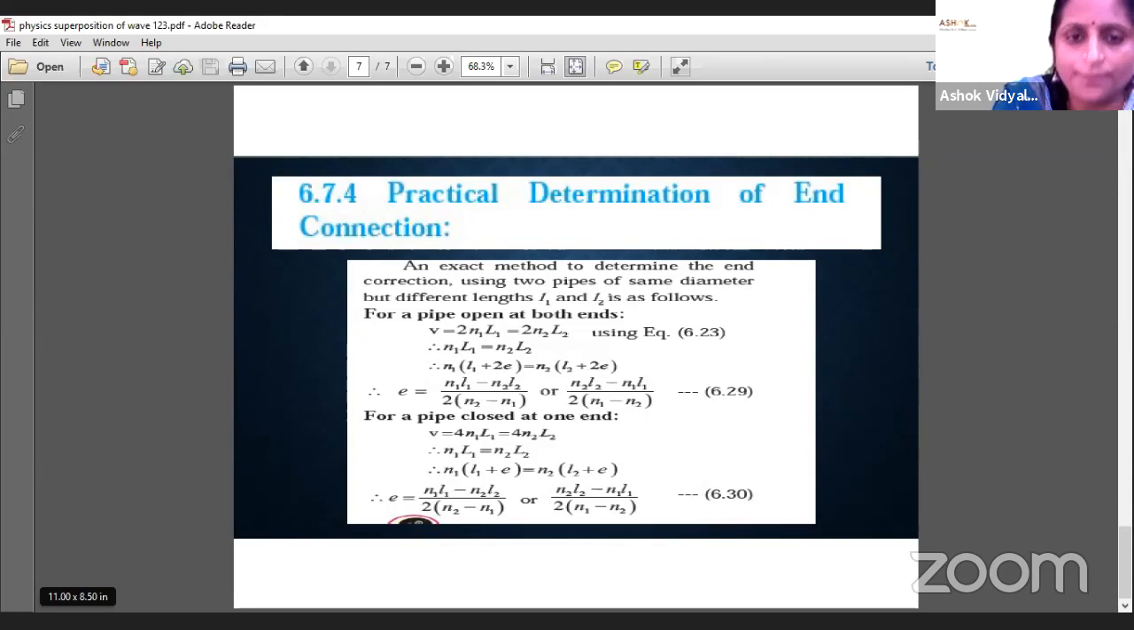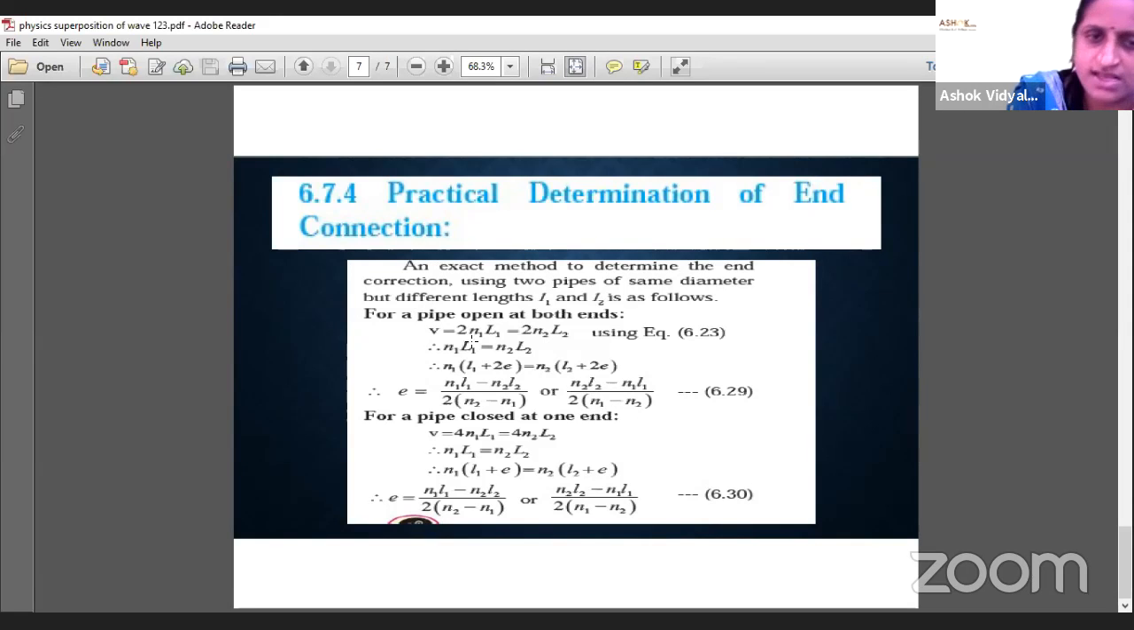See here, for a pipe open at both the ends, V is equal to 2N1 L1 and is equal to 2N2 L2. Therefore, N1 L1 is equal to N2 L2. We get N1 into L1 plus 2E is equal to N2 into L2 plus 2E. Therefore, this formula is used in numericals, so that E is equal to N1 L1 minus N2 L2 upon 2 into N2 minus N1, or N2 L2 minus N1 L1 upon 2 into N1 minus N2.